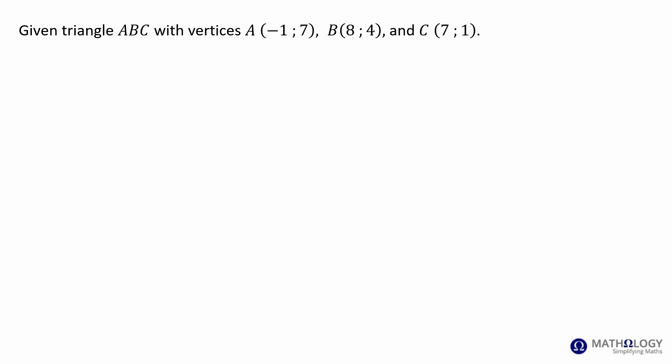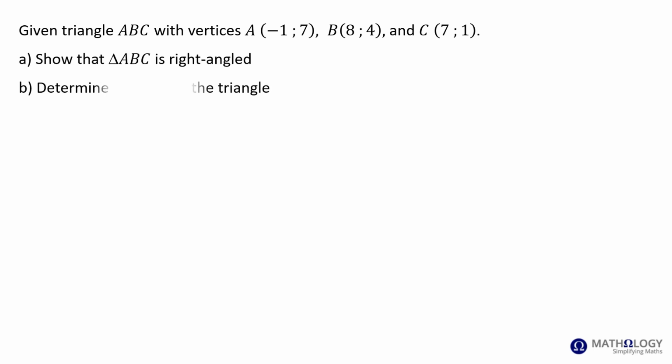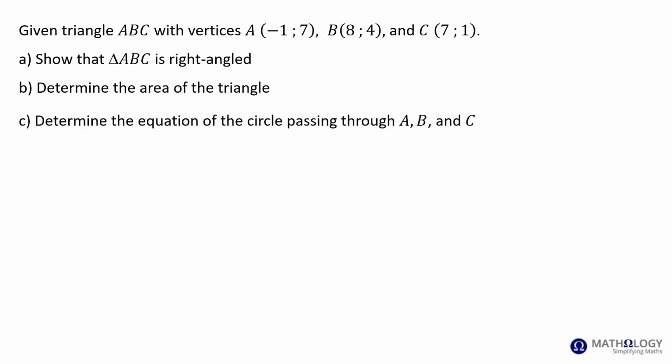Given triangle ABC, with vertices A(-1, 7), B(8, 4), and C(7, 1). We are required to show that the triangle is right-angled, determine the area of the triangle, and determine the equation of the circle passing through A, B, and C.